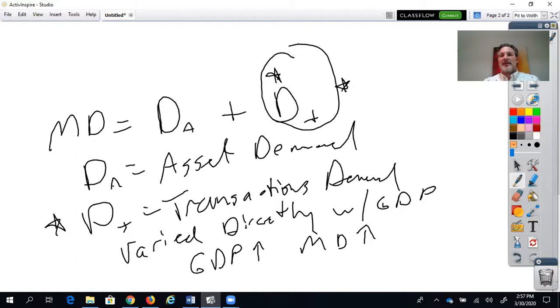Why? Because as the economy gets better and better and flowing more, people need more money in their pockets to spend. More people have jobs, more money is being spent, basically the opposite of what's happening today. So if transactions demand for money is increasing, then money demand is increasing, therefore interest rates will increase. And I'll show you what that will look like.